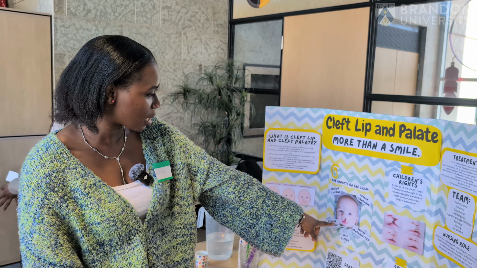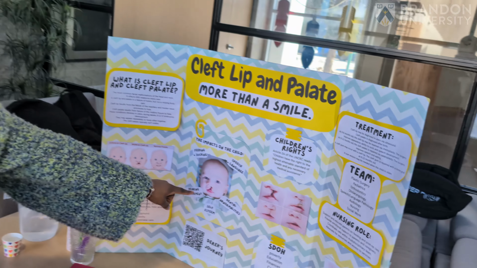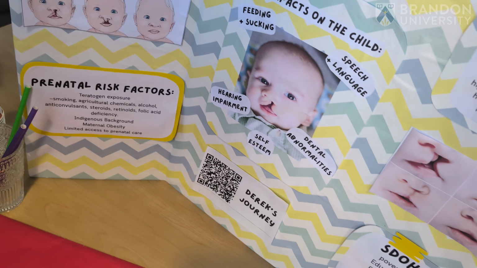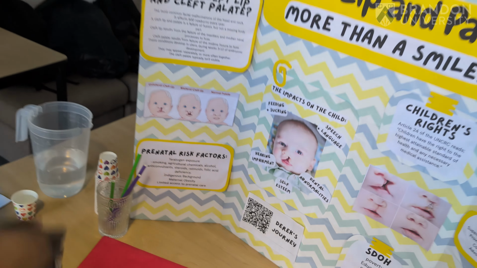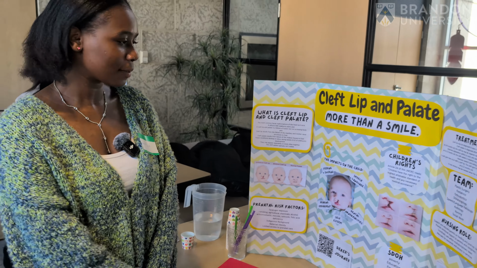This is a perfect example of a child who has a cleft lip and a cleft palate. This is a cleft lip, and there's a connection through. That's a unilateral cleft lip and palate.